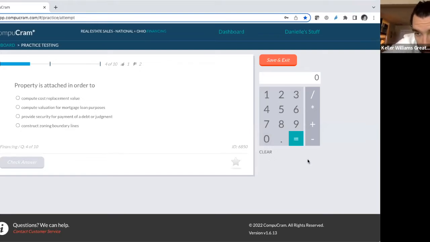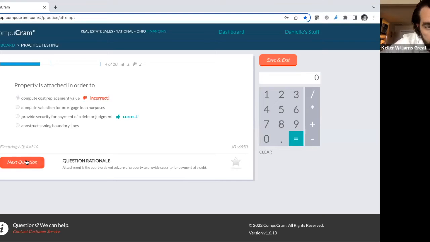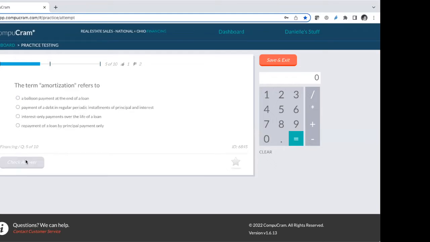All right, so I'm seeing some A's, some C's in the chat. I think I've got more A's than C's. I don't know if those are from the last question or not, but C would have been correct here. Provide security for payment of a debt or judgment. Attachment is the court-ordered seizure of property to provide security for payment of debt.